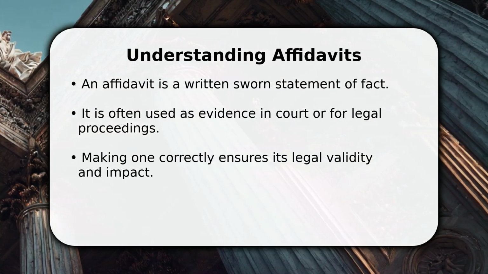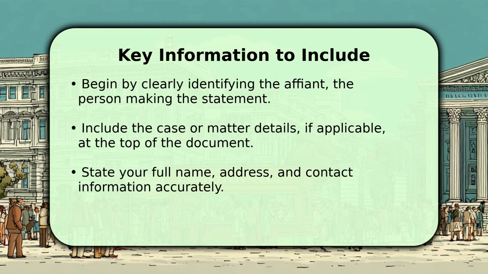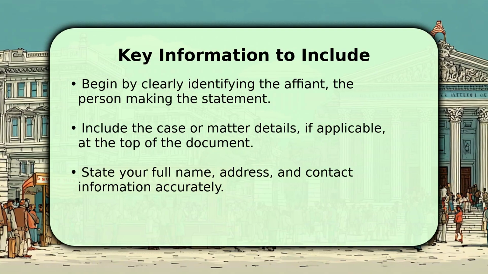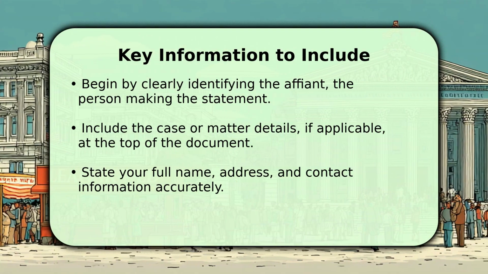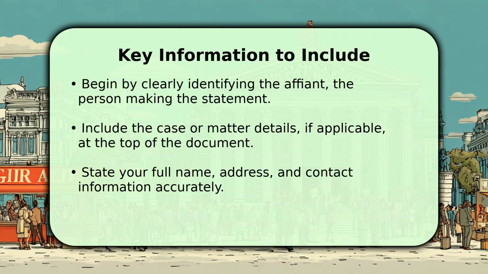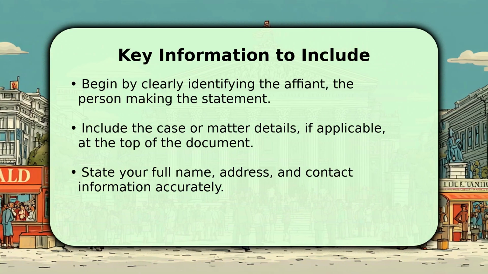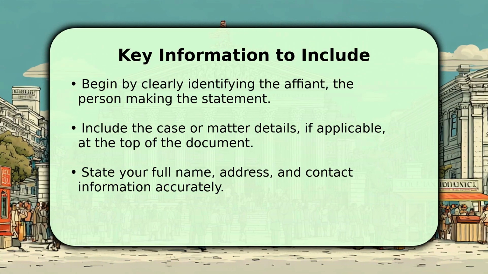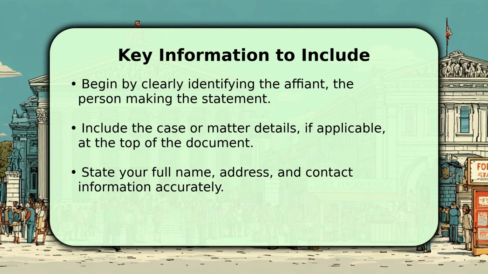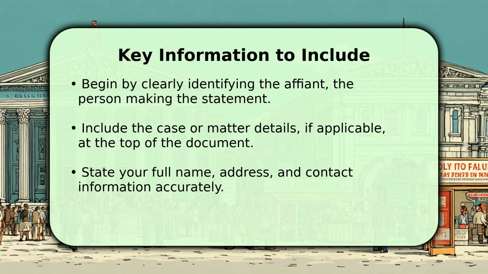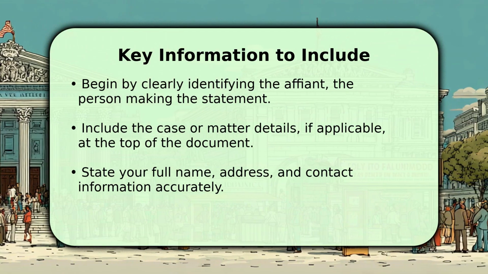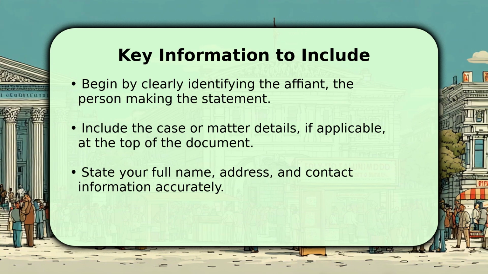when it truly matters. Every affidavit must start with specific identifying information to be valid. You need to clearly state your full legal name, your current address, and relevant contact details, such as a phone number or email. If the affidavit pertains to an existing legal case, include the case name and number at the very top. This foundational information establishes who is making the statement and in what context, ensuring proper identification and linkage to any ongoing proceedings, making the document clear from the outset.